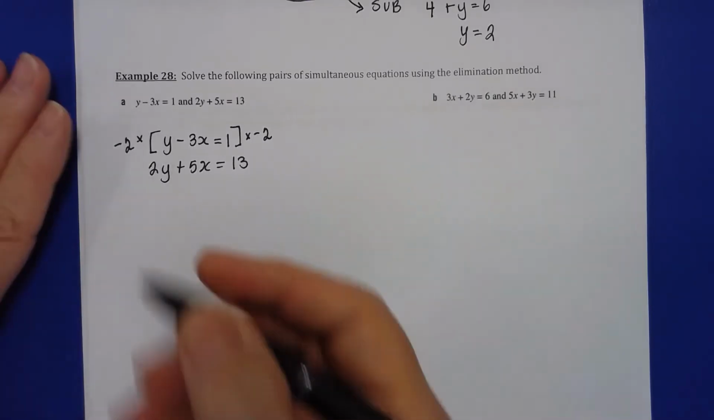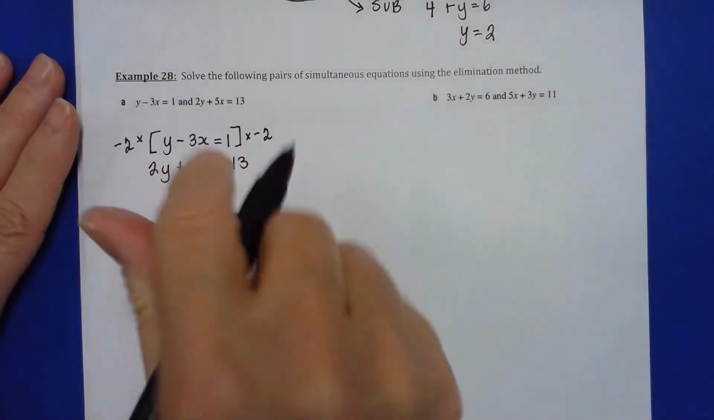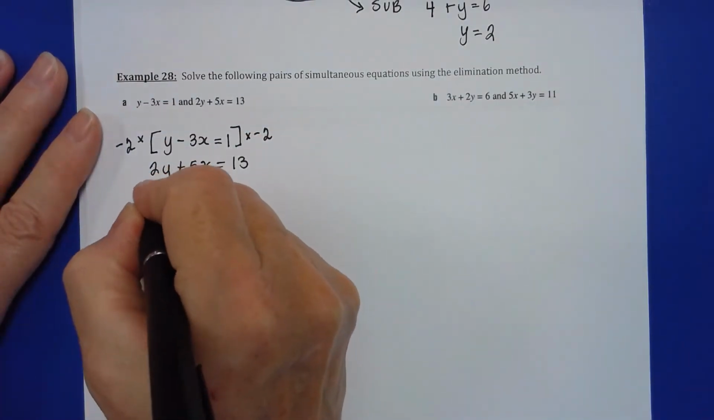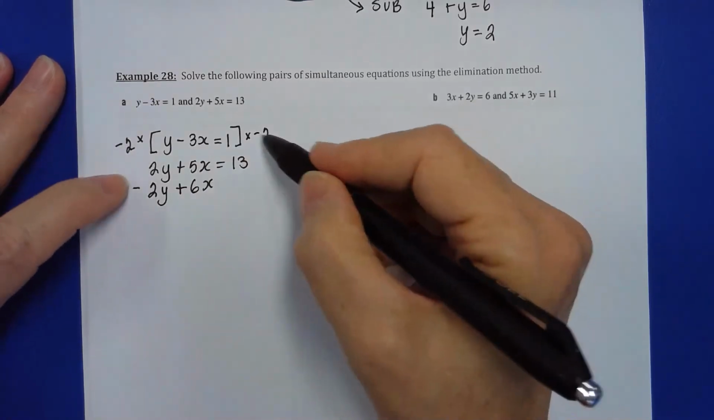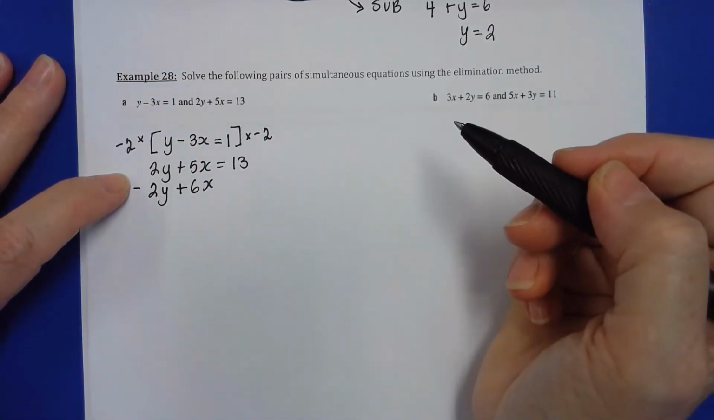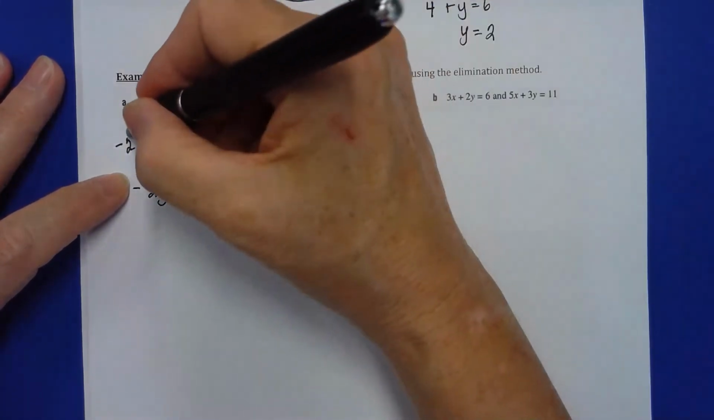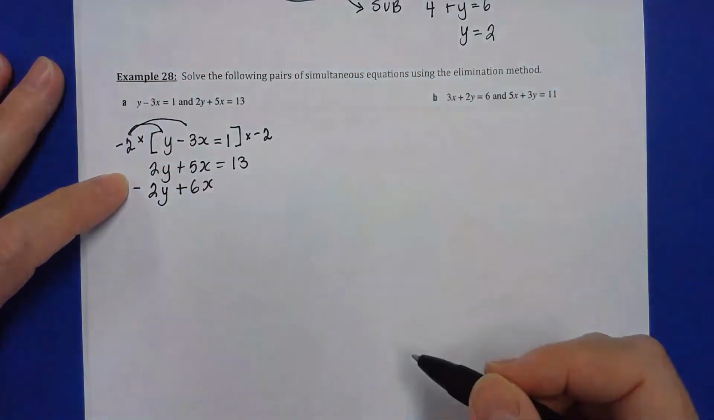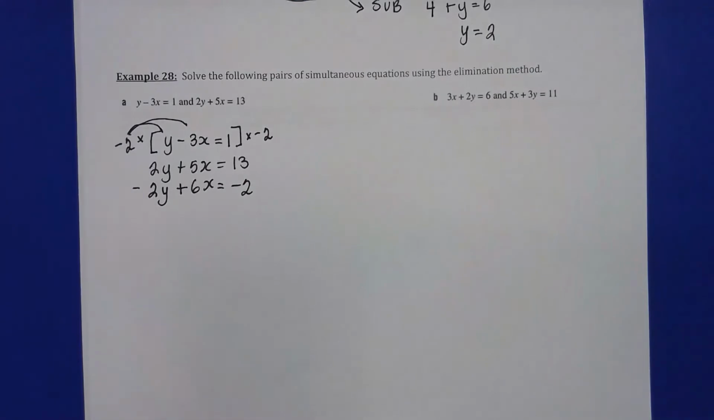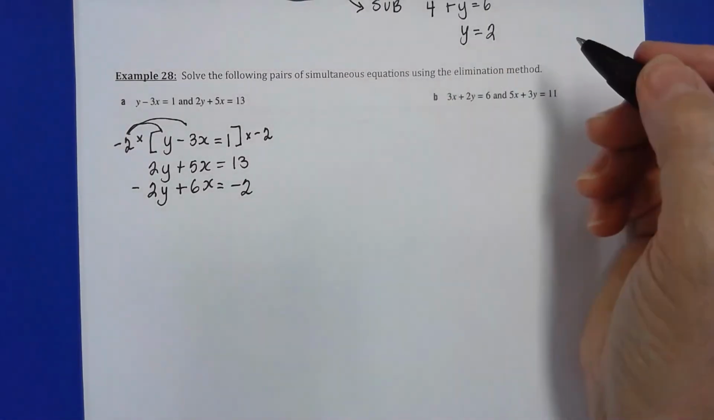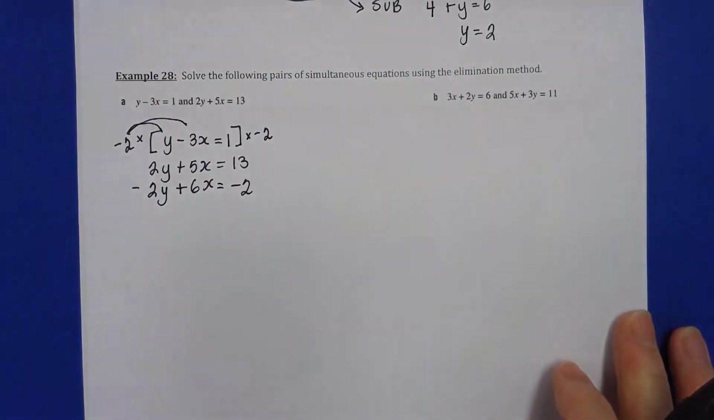Okay, so here I go. I'll just write this under here. I'll write this down. Negative 2y plus 6x. You can see where you could make a mistake there. Yeah, negative times a negative is a positive. I'm putting this all the way through. Equals negative 2. Okay, now I have the situation where I have opposites, and I can get rid of the y.